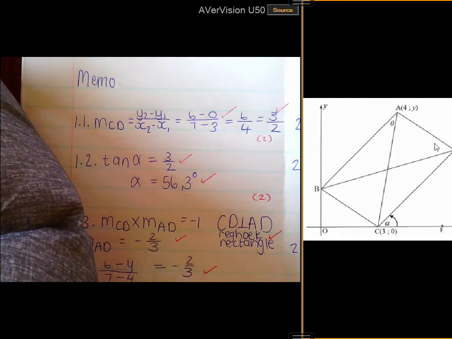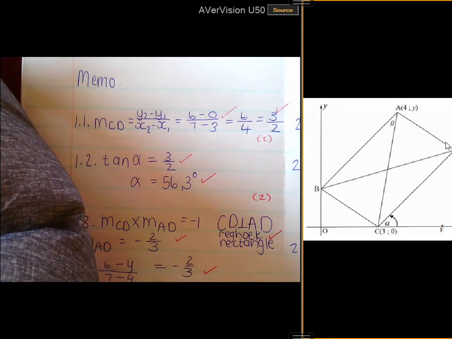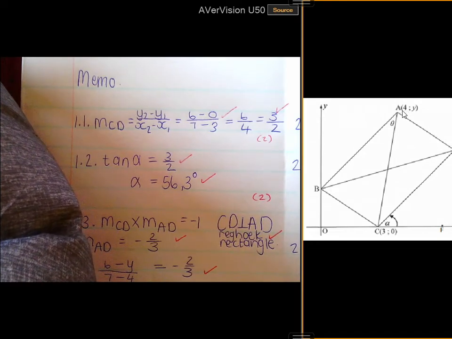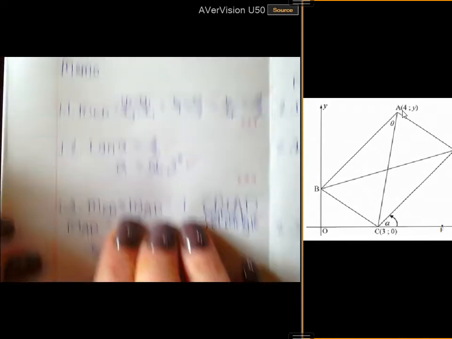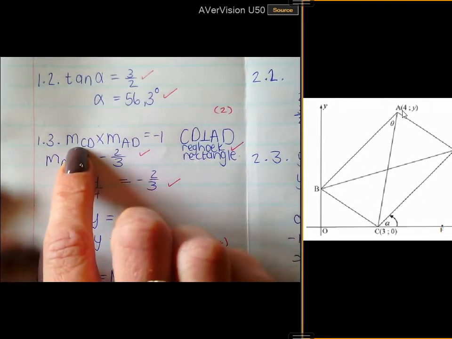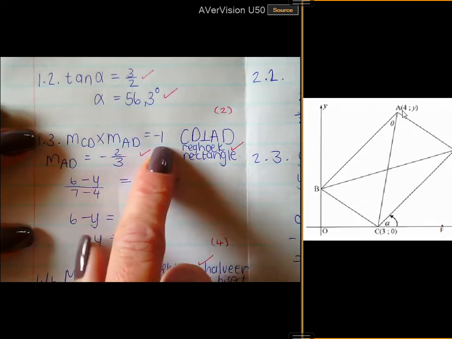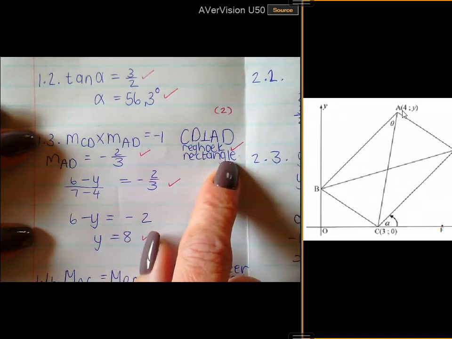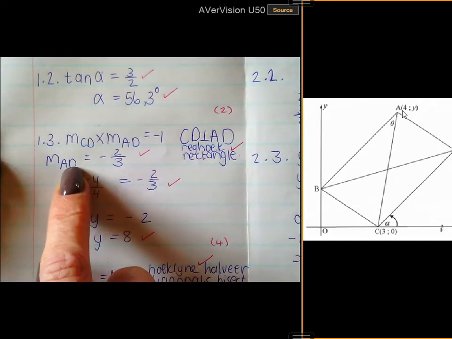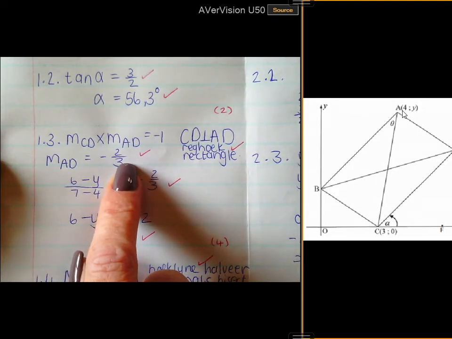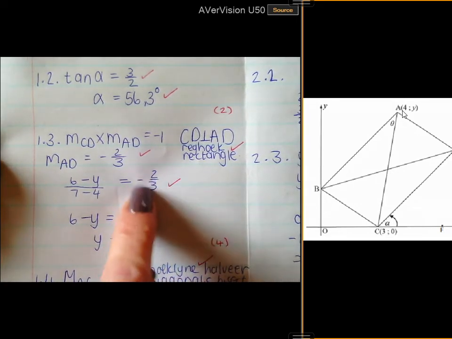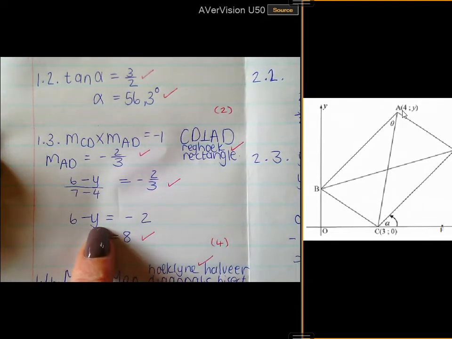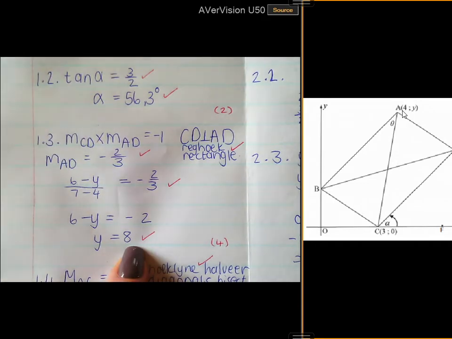Some of you stole the gradient perfectly, and then you found the equation, and then you substituted 4 into the place of x. That would be fine as well. So just to show you, I said, alright, the gradient of CD times the gradient of AD must be -1 because CD is perpendicular to AD because it's a rectangle. Therefore, the gradient of AD is -2/3. I use that as my answer for the gradient formula, and then I do the inverse with the gradient, and I find y to be equal to 8. 4 marks there.